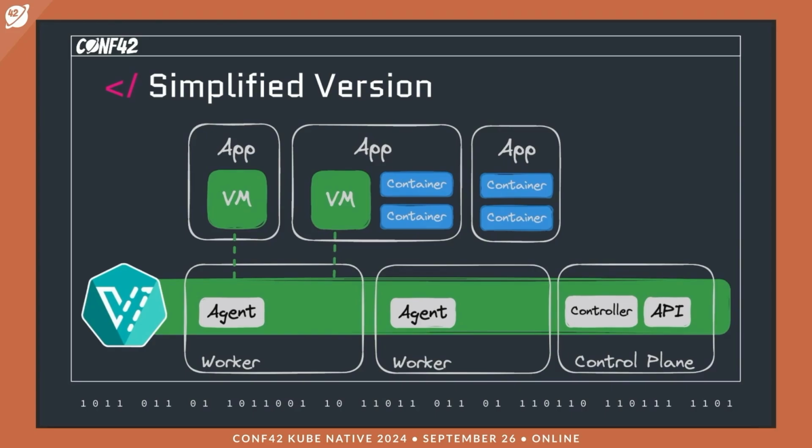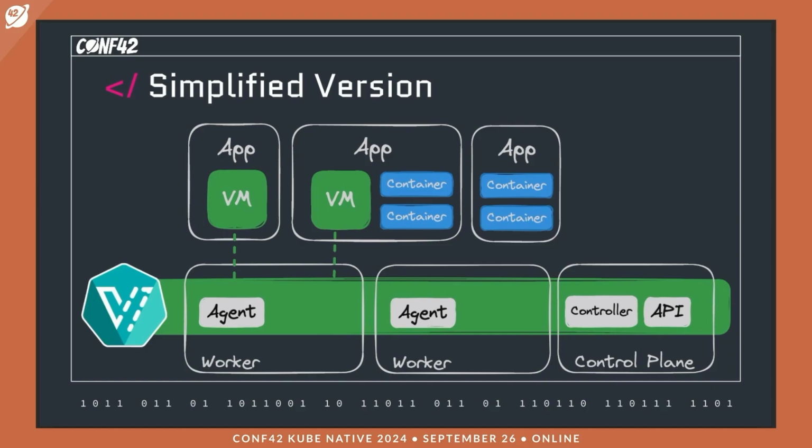So here is the simplified version of the previous diagram by highlighting the key points. The main takeaway is that KubeVirt integrates seamlessly with Kubernetes. In this setup, VMs are treated as pods running on Kubernetes nodes, meaning that they follow the same scheduling and resource management processes as containers.